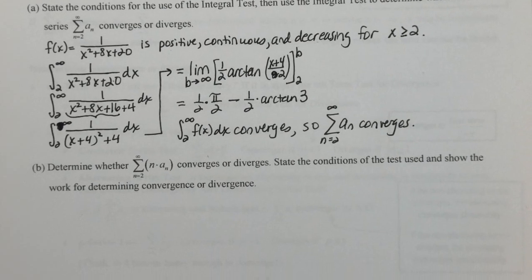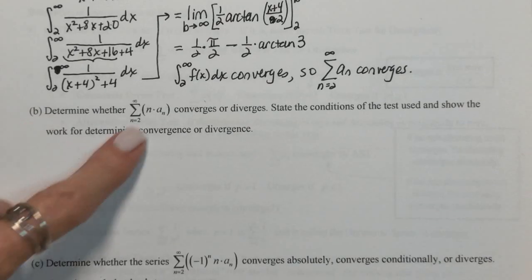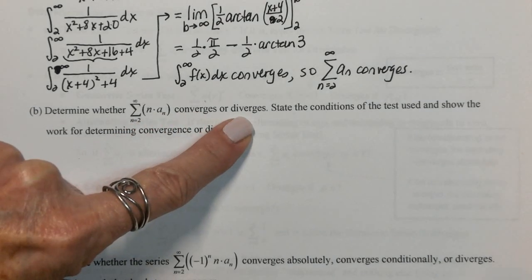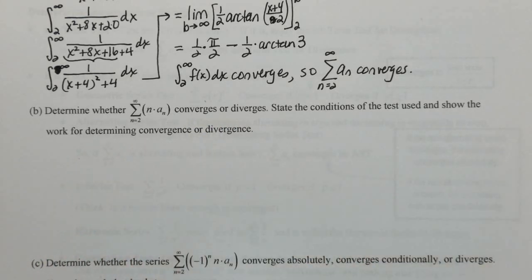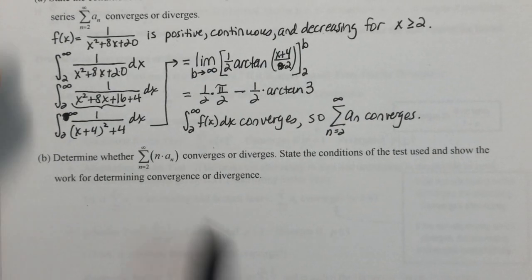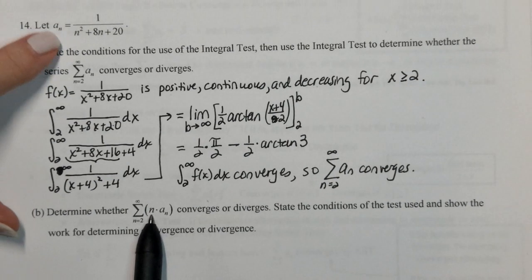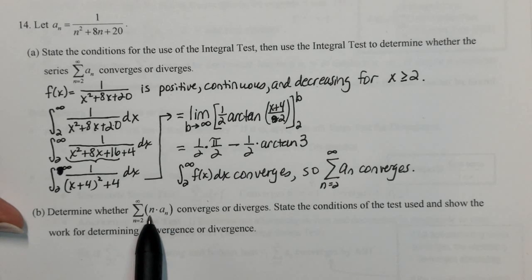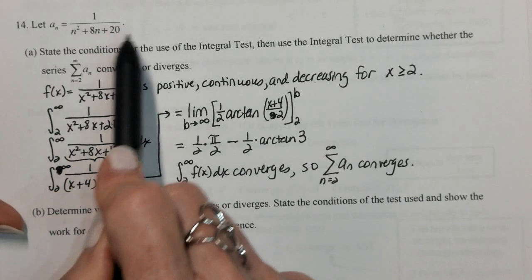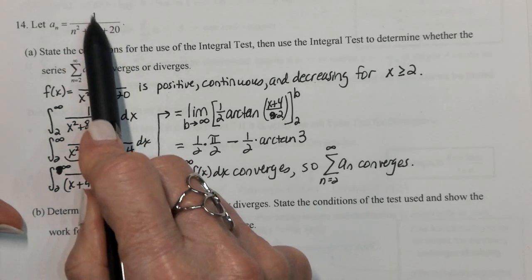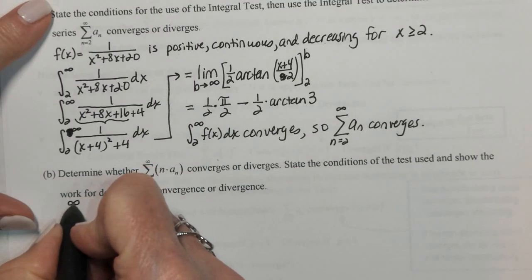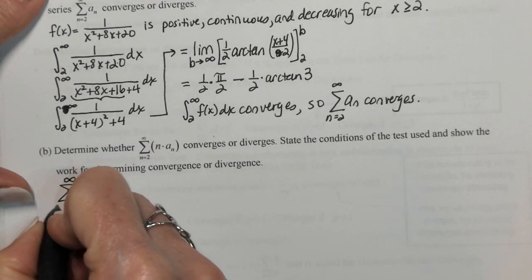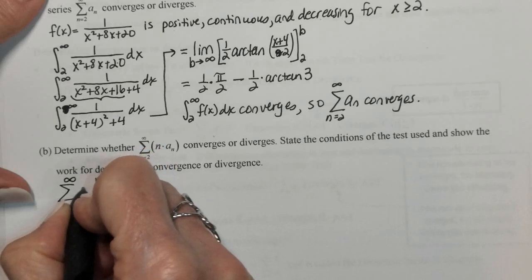Okay, part B. Determine whether this series converges or diverges. State the conditions of the test used and show the work for determining convergence or divergence. So the first thing I'm going to do is write out what this expression is. What would be this expression? So n times a sub n. What is n times this? Well, would you agree I would multiply the n to the top, right? So we are finding our series is this.